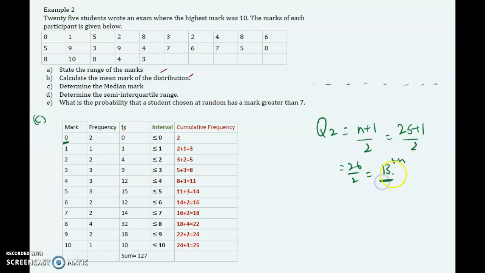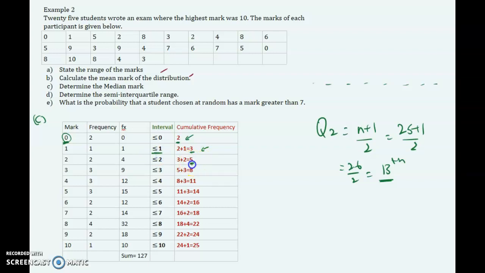So everyone, I want to find out where the 13th value is. Now, I don't know if you understand, but this row that says 2, cumulative frequency, is telling me that my first 2 values are in this row here. So the mark of 0 really considers the first 2 values. This one that says 3 says my first 3 values are now in this row here. So that will be any value that is less than or equal to 1, so that's 1 or 0.